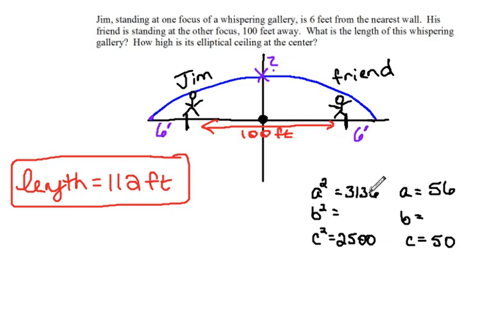Now remember, a squared minus b squared equals c squared. So that means b squared has to be 636, which means the square root of that would have to be 25.2. And since b is the distance from the center to the other side of the ellipse, that tells us that the height of the ceiling is 25.2 feet.